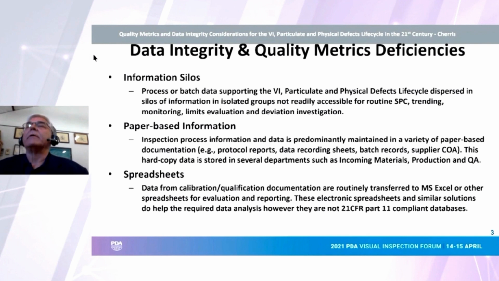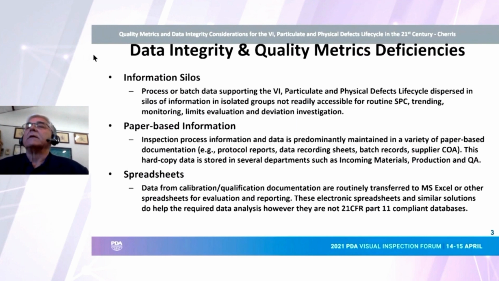Our entire data support system for visual inspection, particulate, and physical defect lifecycle is based on a series of functional silos of information in isolated groups, not readily accessible for routine SPC, trending, monitoring, limits evaluation, and deviation investigation. Paper-based information is scattered about also.